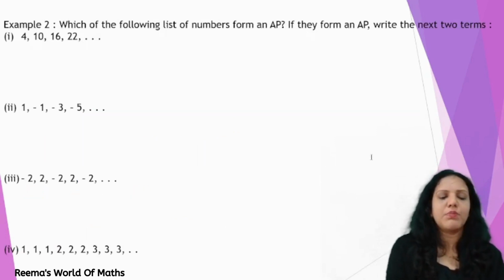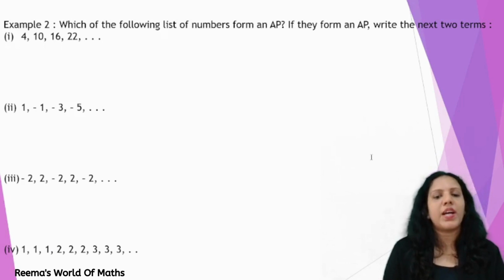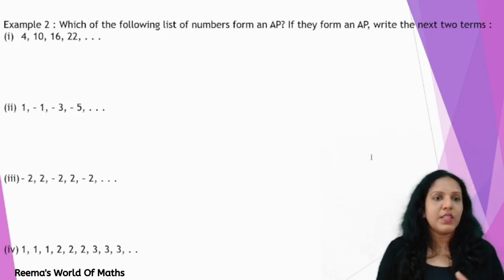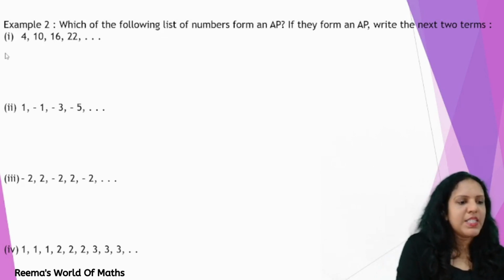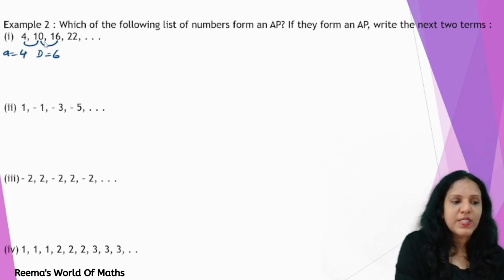Which of the following lists of numbers form an AP, and if they form an AP, write the next two terms. First we need to see whether this list of numbers forms an arithmetic progression. For that we need to see whether the common difference between two consecutive terms is always the same. The first term here is A equal to 4. The common difference between the first term and second term is 10 minus 4, so D equals 6. Secondly, the common difference between the third term and the second term is also 6. Again 16 and 22 is also 6.